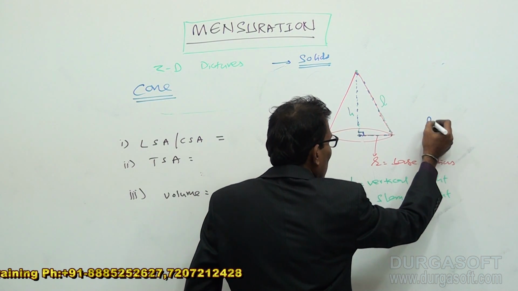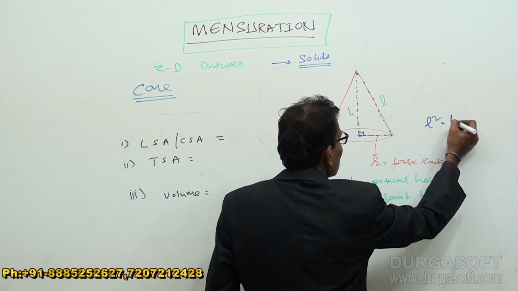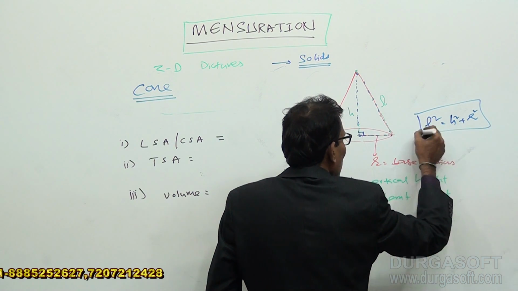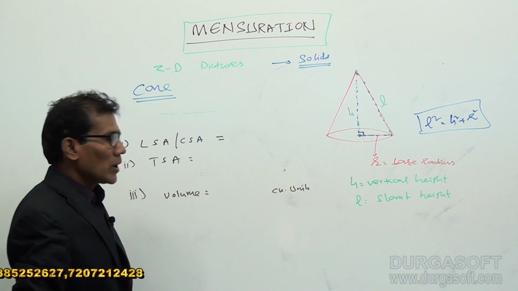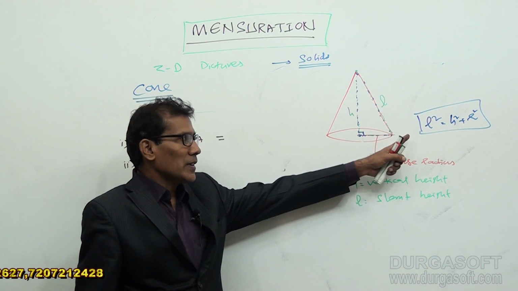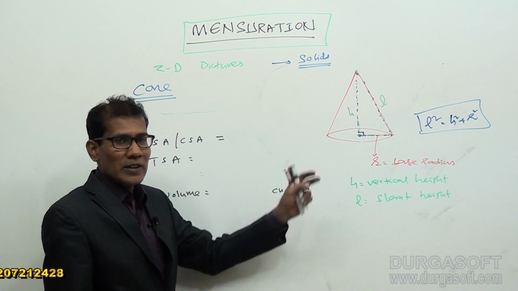So the relation between L, H and R is given by L square equals H square plus R square. By using this relation, whenever necessary, when two dimensions are given, we can find the other dimension. This is a very important relation between the slant height, vertical height and the base radius. This is all about the dimensions.